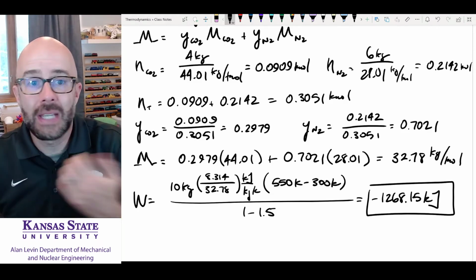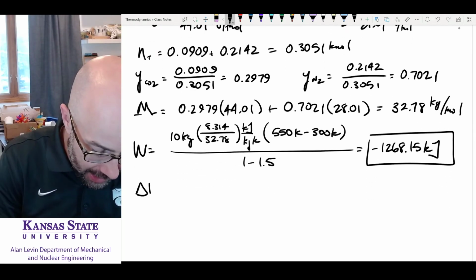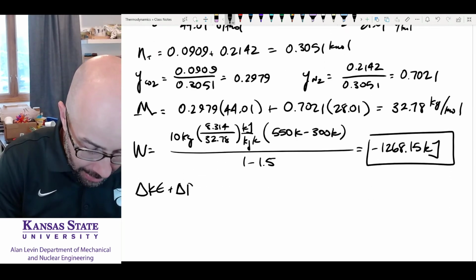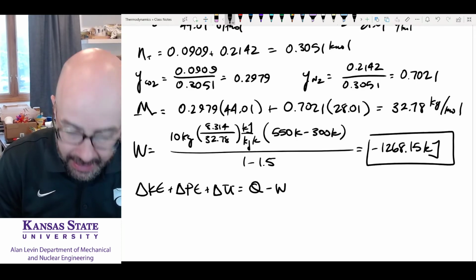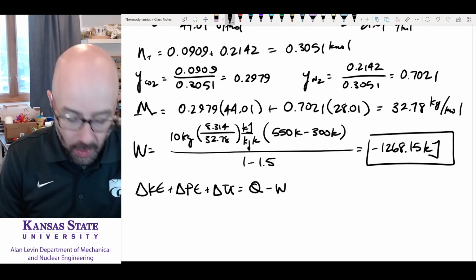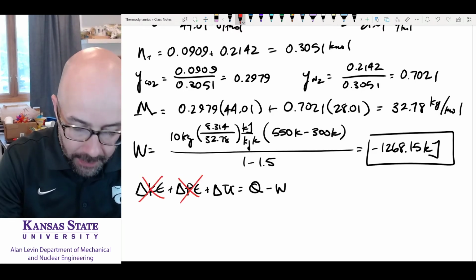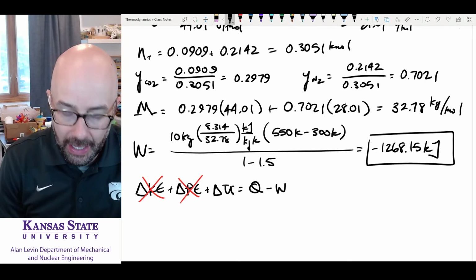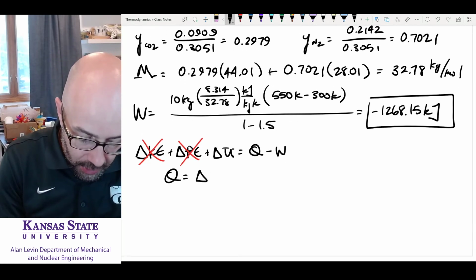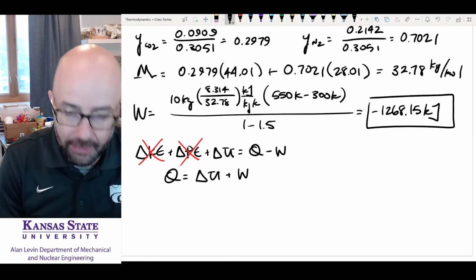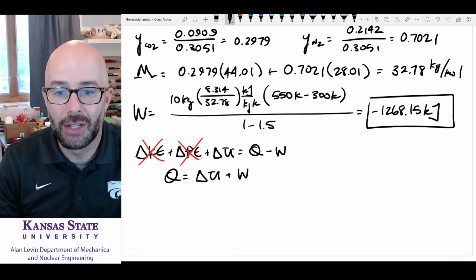Okay, now it's asking for the amount of heat transfer. Okay, closed system, we're going to have to say delta KE plus delta PE plus delta U is equal to Q minus W. Okay, and so we're going to say kinetic energy and potential energy effects are going to go away, and we're going to be left with here that Q is going to be equal to delta U plus whatever our work is. So what is going to be our delta U?